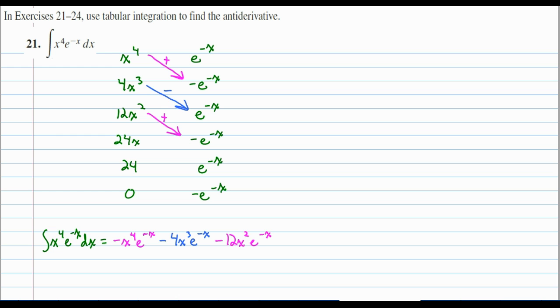Then my next term will be positive, so it's still going to be a minus 12x squared e to the negative x. Then a negative, so then minus 24x e to the negative x. And finally my last term will be minus 24 e to the negative x, and then of course plus c. Now all of these actually turned out to be negative terms, but that's just how this tabular integration worked out, because we alternated a positive and then opposite and then same and then opposite and then same terms, which just so happened to correlate with the negatives in the antiderivatives.